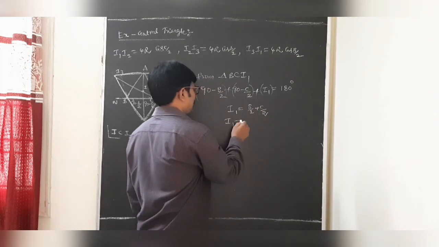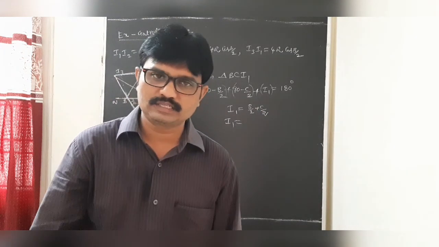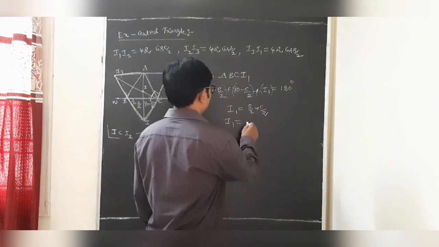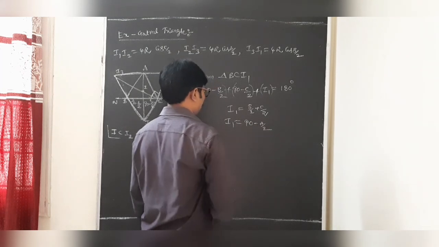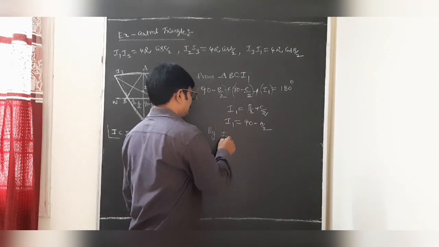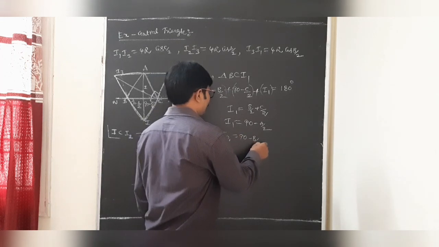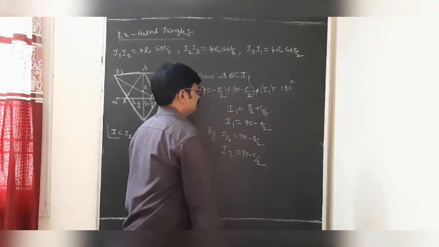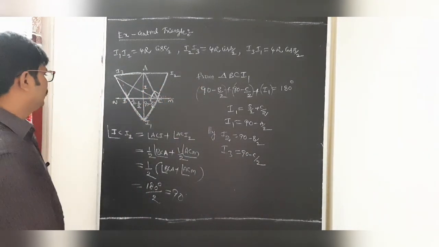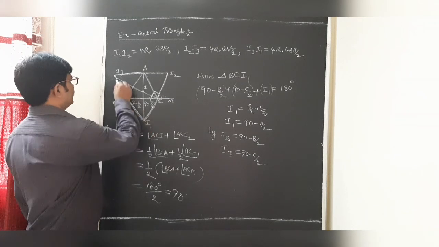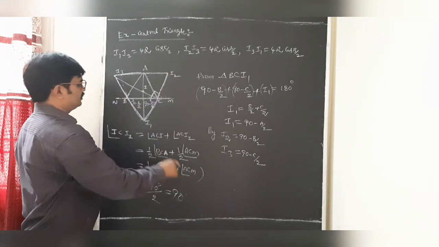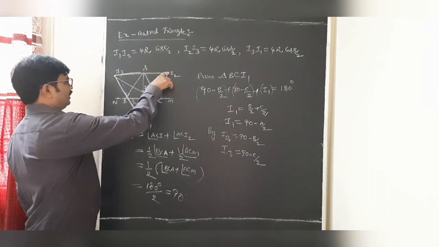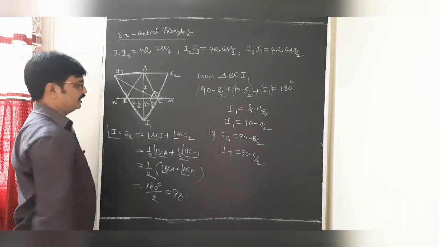So we have to know that A plus B plus C is 180 degrees, so A by 2 plus B by 2 plus C by 2 is 90. Hence I1 is 90 minus A by 2. Similarly, we can prove that I2 equals 90 minus B by 2, and I3 is 90 minus C by 2. This is clear, students. So the angle I3I1I2 is 90 minus A by 2, I3I2I1 is 90 minus B by 2, and angle I2I3I1 is 90 minus C by 2.